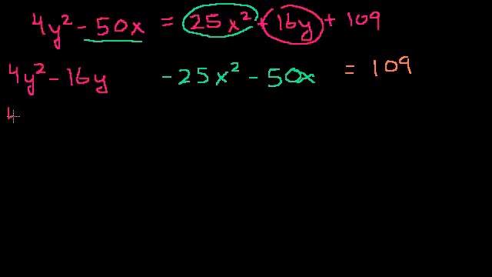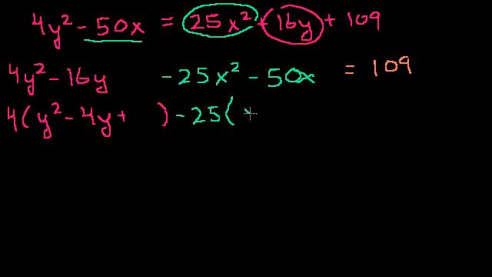So you get 4 times y squared minus 4y. I'm going to add something later when I complete the square. Minus 25 times x squared plus, let's see, minus 50 divided by minus 25 is 2, plus 2x. I'm going to add something later, is equal to 109. And these things we're going to add are what complete the square, make these things a perfect square.